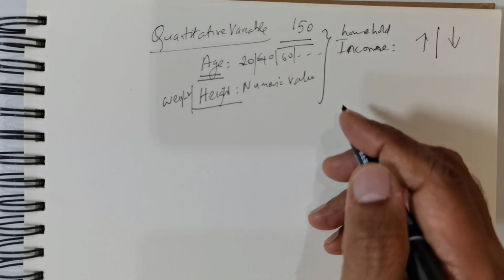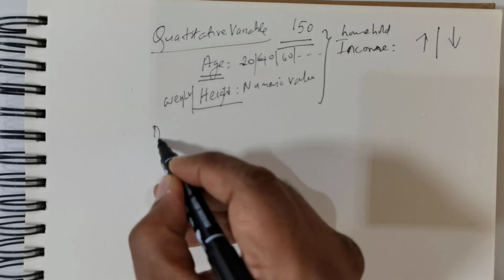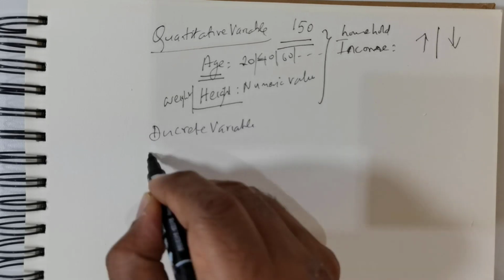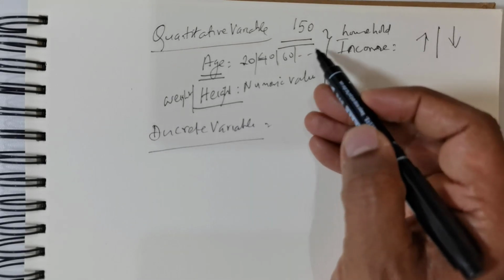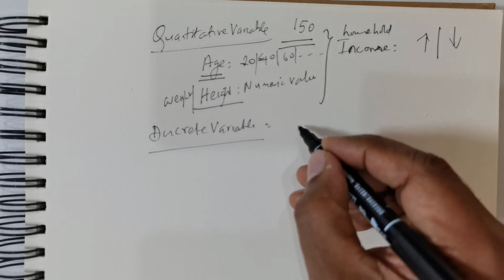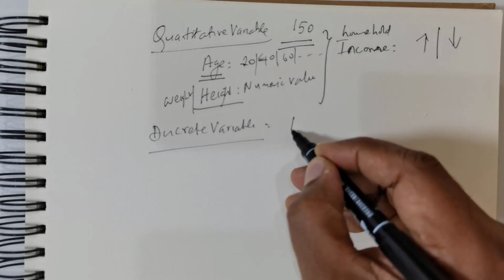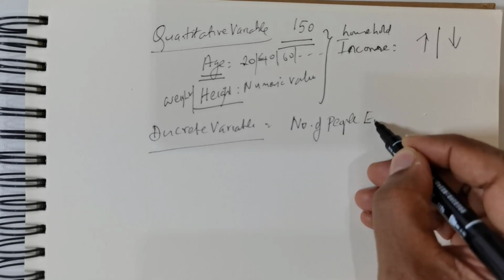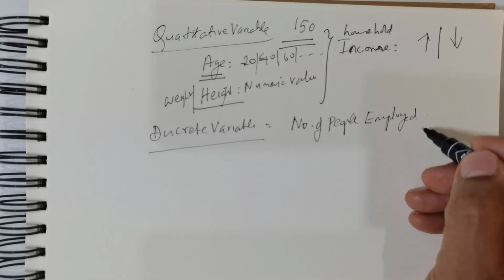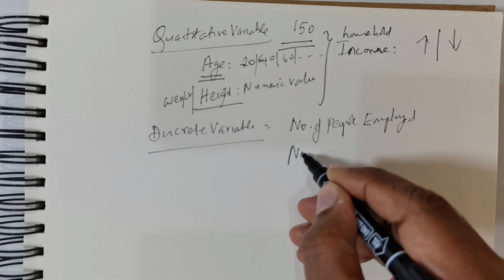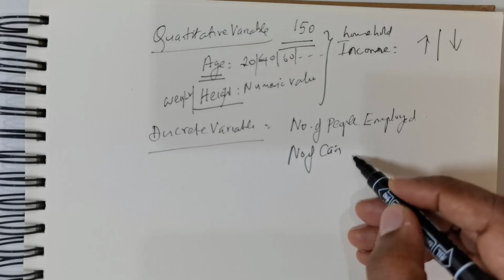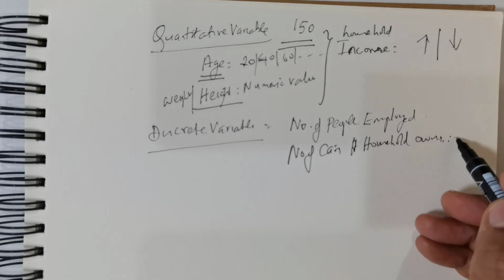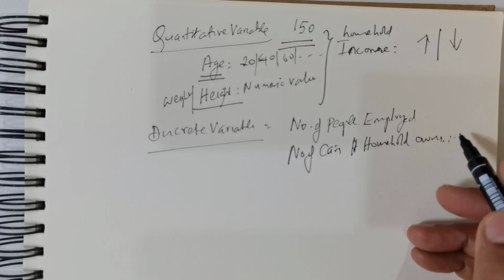So next comes discrete variable. I mentioned to you about discrete variable. So we are studying why 150 people are very happy in this village, and I want to know the number of people employed, the number of people having a job. This is a discrete variable. And do they have cars? The number of cars that a household owns. I want to know whether they own one car, two cars, three cars, or no cars.